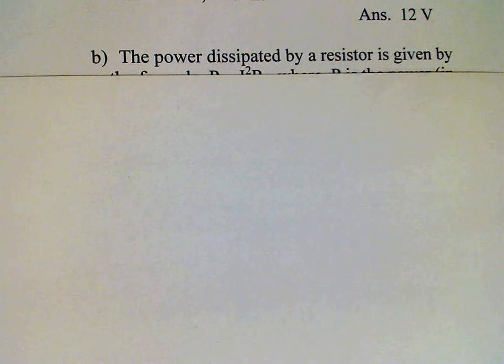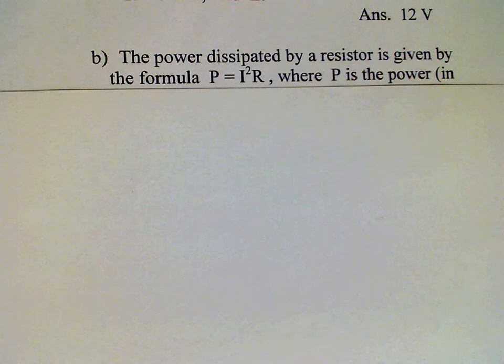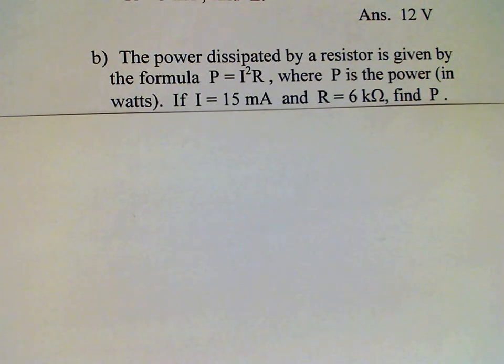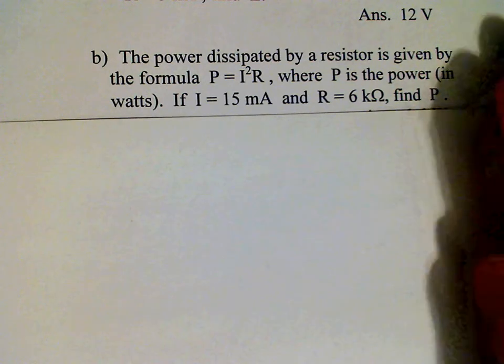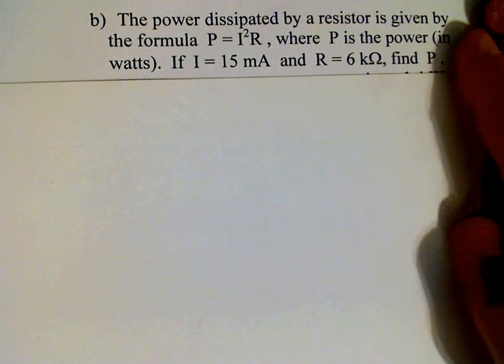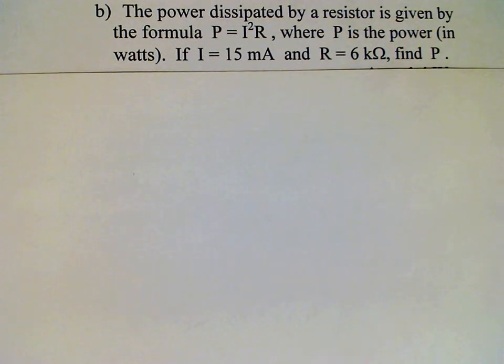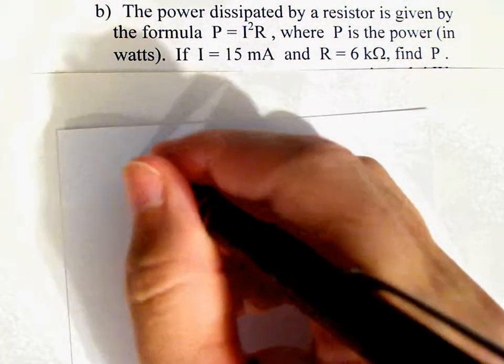Okay, in our next example, we're going to look at a different formula. The power dissipated in a resistor is given by P equals I squared R. Usually the power is going to be given in watts. So let's do an example of that. If I is 15 milliamps and R is 6 kiloohms, find the power being dissipated.